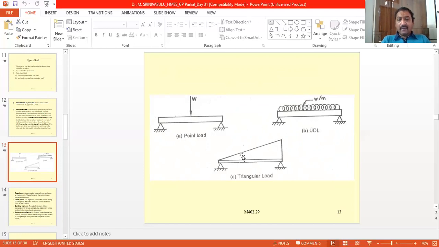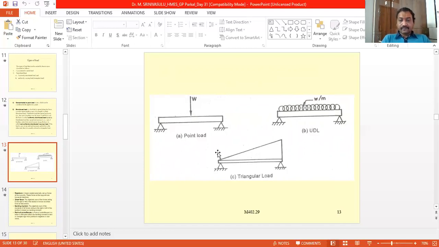Now coming to the uniformly varying load, here what is happening is, if we take this as 0 point, here we get some maximum value. So from one point of the length to the other point of the length, the magnitude of the load is gradually increasing from 0 to the maximum value. And this kind of loading is called the uniformly varying load. And in this case, the shape of the load is like a triangle. That's why this is called the triangular load. And sometimes we may have the trapezoidal load also.